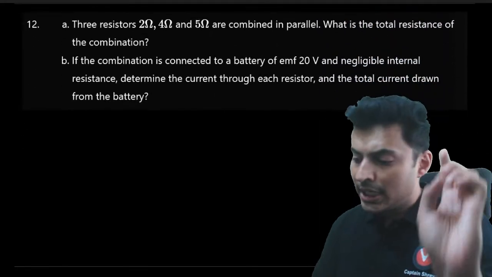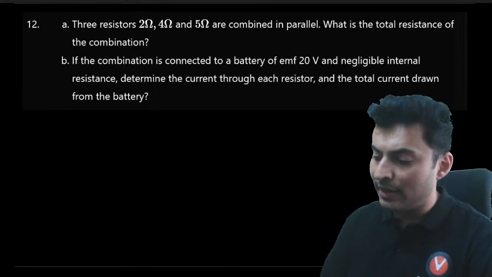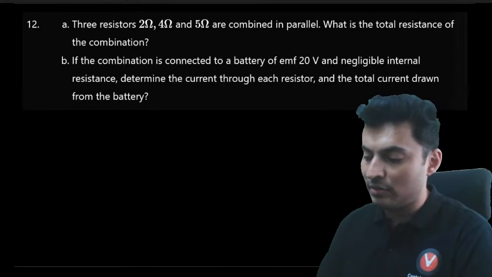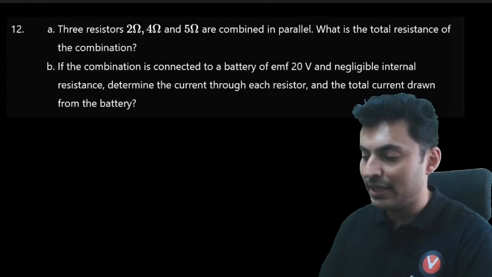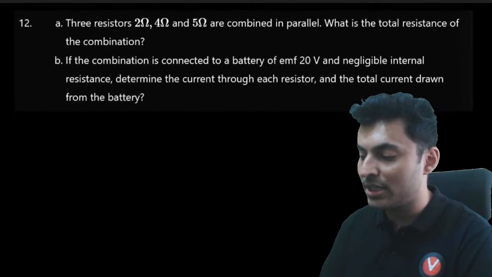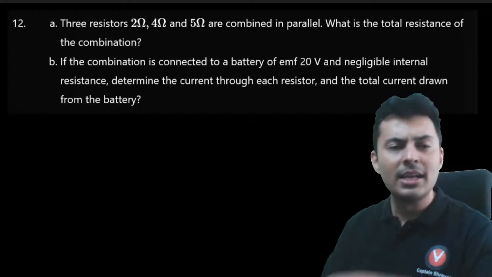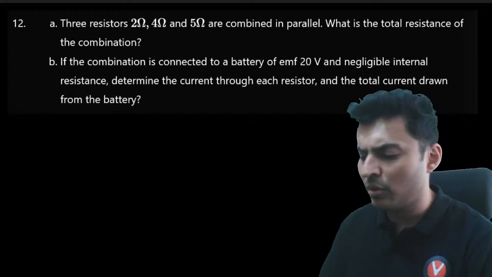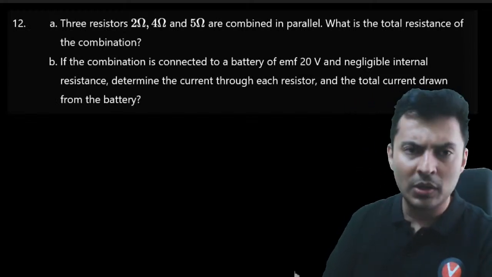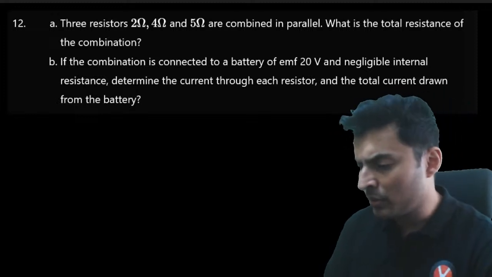Three resistors 2, 4 and 5 ohms are combined in parallel. What is the total resistance of the combination? The combination is connected to a battery of negligible resistance. Determine the current through each resistance and the total current drawn from the battery. This can be a 3 marker or 4 marker question, depending on how they want to give it.